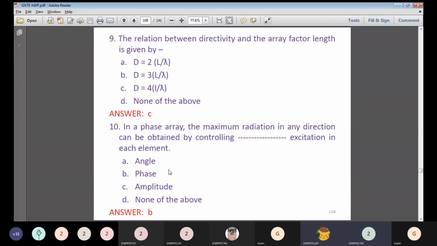Okay. The relation between the directivity and the array length is given by D equal to 4 into L by lambda. Don't forget this. In a phased array, the maximum radiation in any direction can be obtained by controlling the dash excitation in each element. The answer is phase, phase excitation in each element.